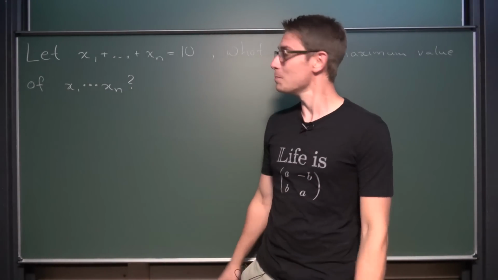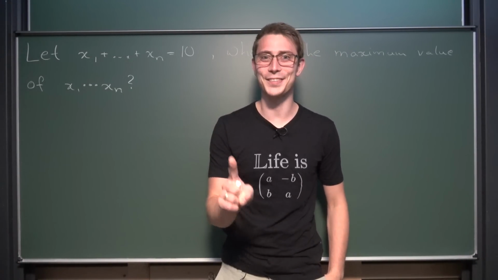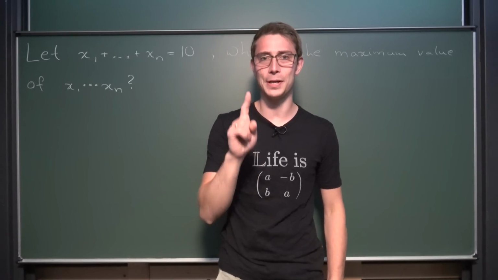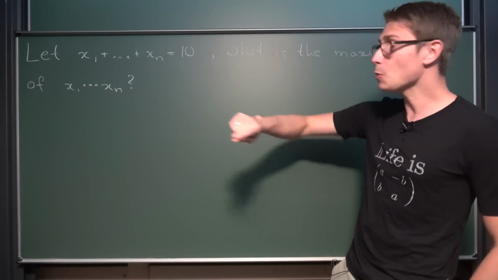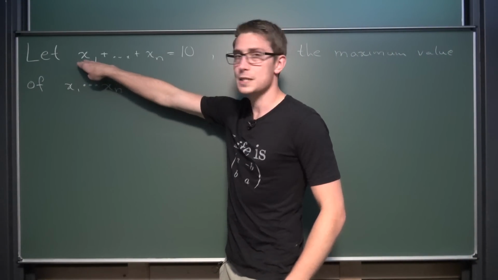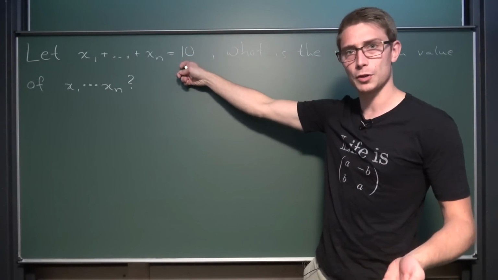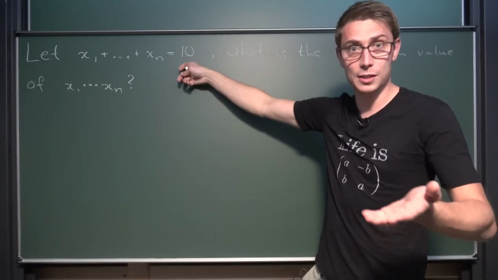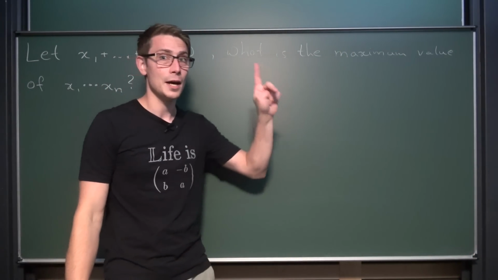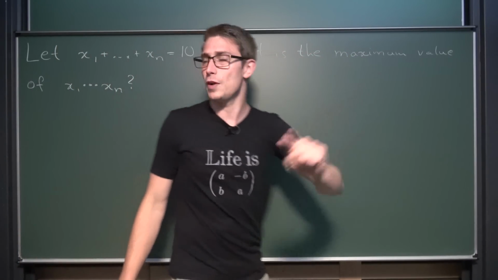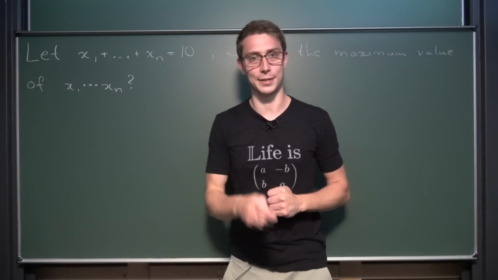Today, one of the most fun math problems I have solved in quite a while. Try it out for yourself. It's a very, very cool math problem. Here is what it states. Suppose we have a sum of numbers adding up to, in our case, 10. We are going to generalize this to a constant, for example 10, 69, 420. Then, what is the maximum value of the product of all the x's?